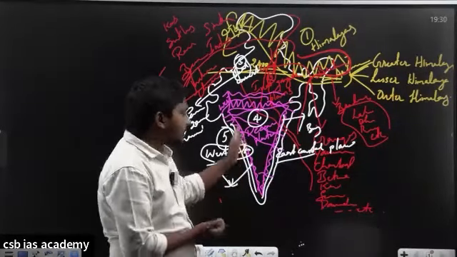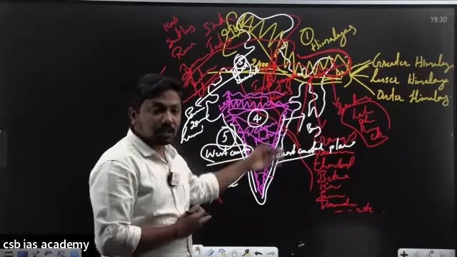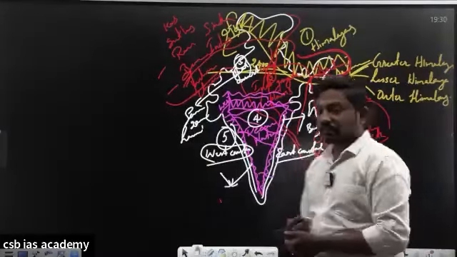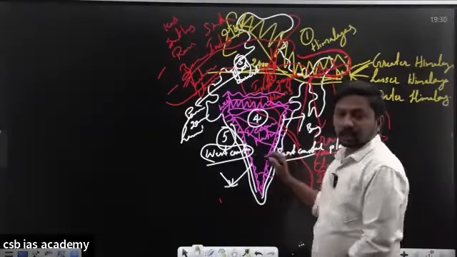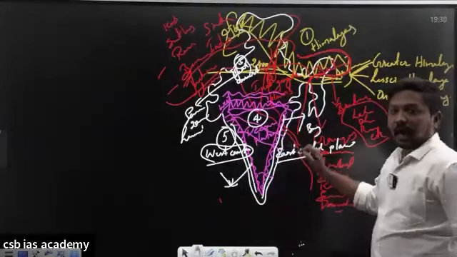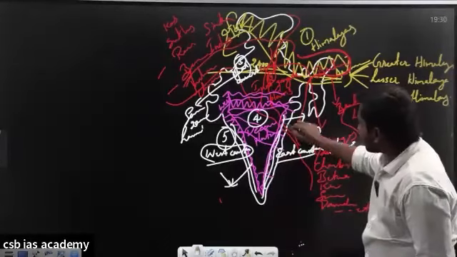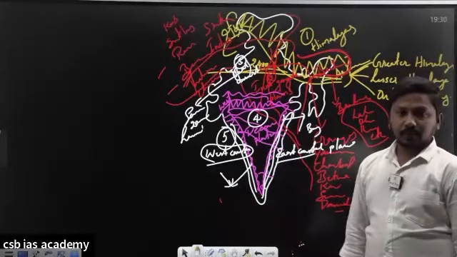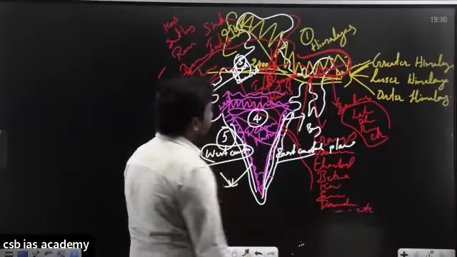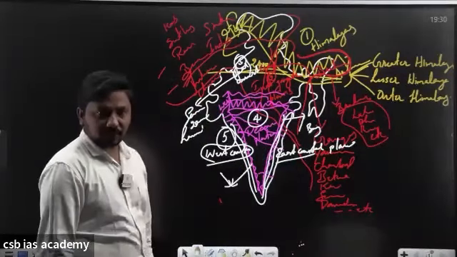Whatever the rivers which originate in the Western Ghats, most of them drain into the Bay of Bengal. Because of that, whatever the alluvial products are there, they will be carried and dumped in this particular region, so that these areas emerged as fertile regions. Clear? This is the fifth and most important physiographic division of India.